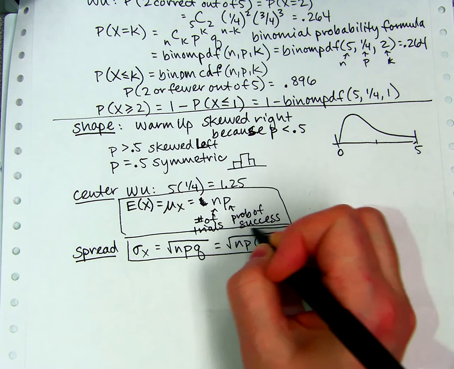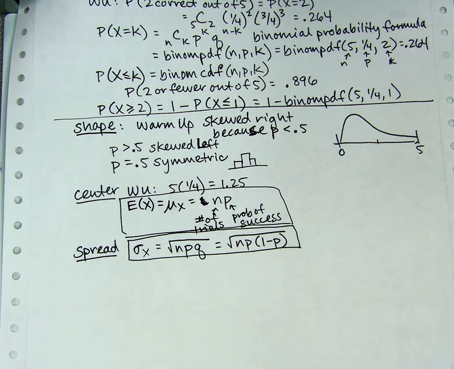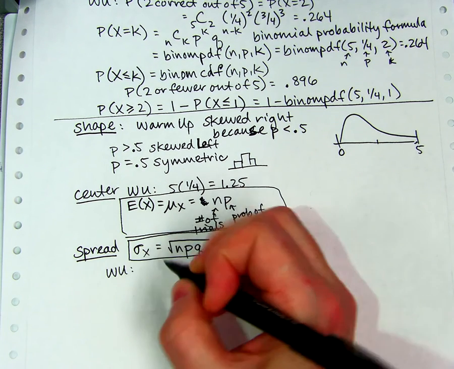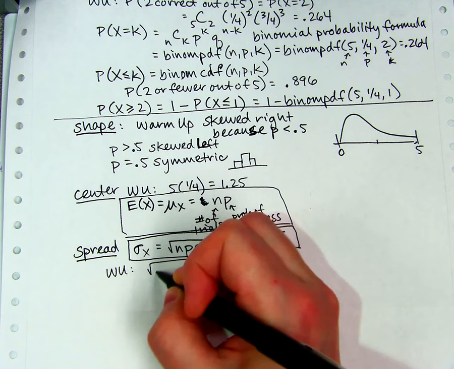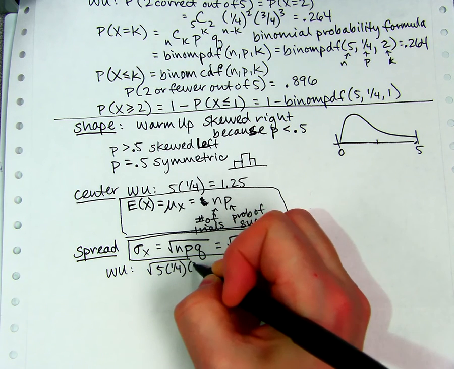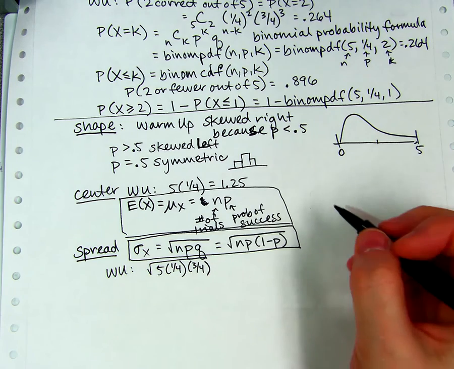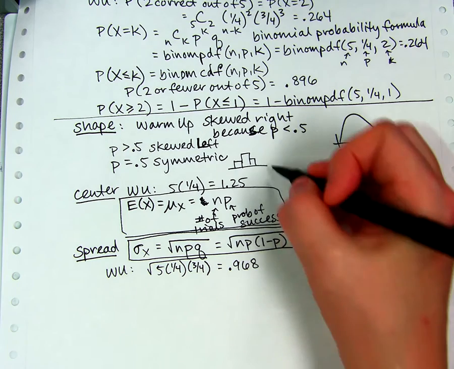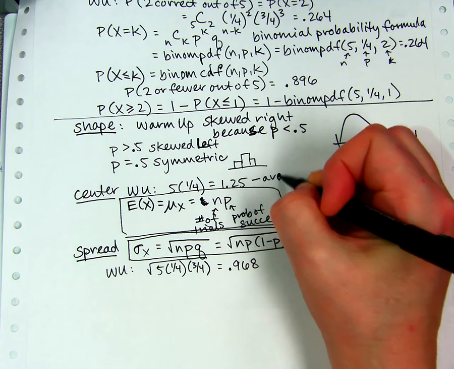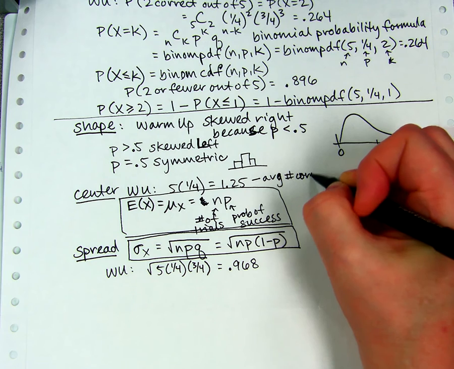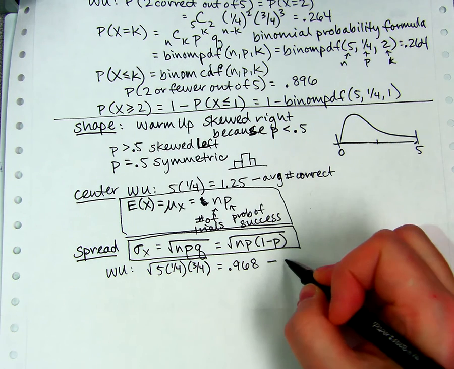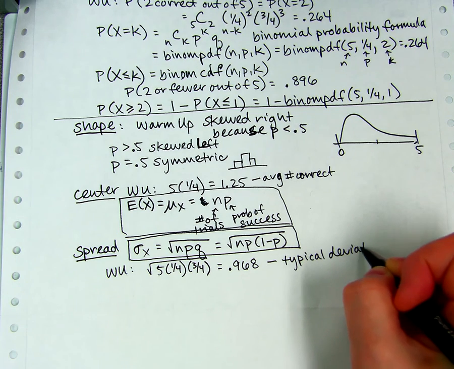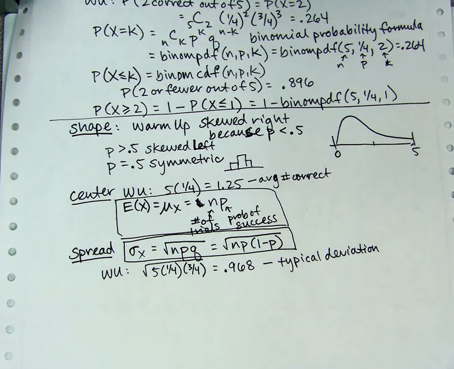I did not make you do that in the warm-up because I didn't think you could figure it out just intuitively. It's not something you would guess, but I'll do the warm-up problem real quick. The warm-up standard deviation is square root of 5 times 1/4 times 3/4. Do all the multiplication before you square root and you get 0.968. So this is our average number correct. And this is our typical deviation from the average. How far above and below the mean you'd expect to be.